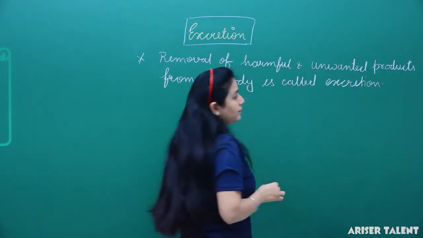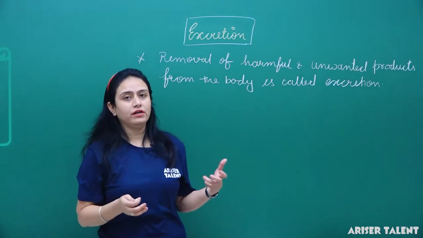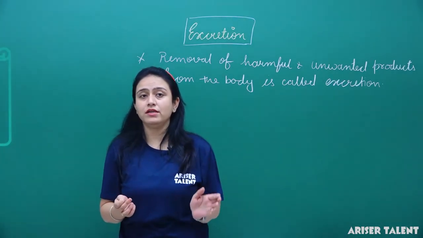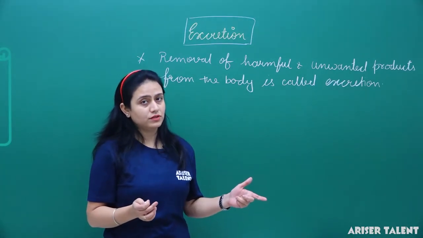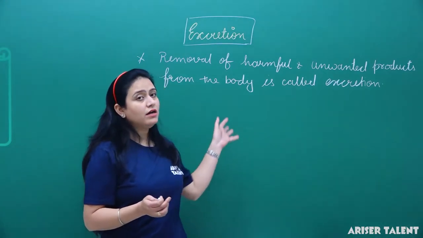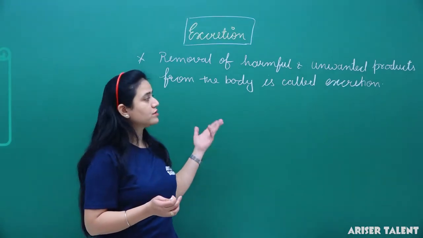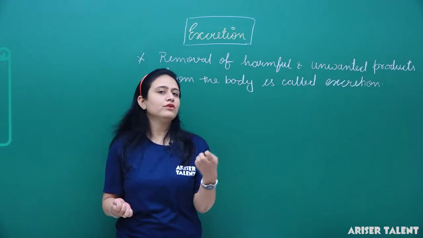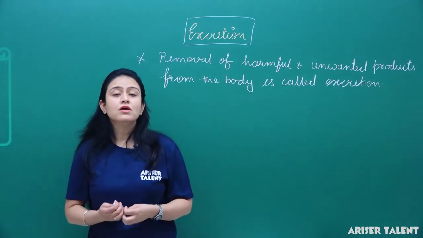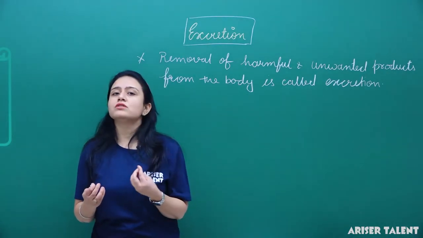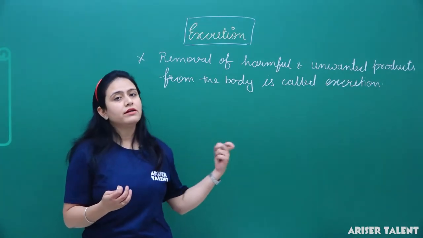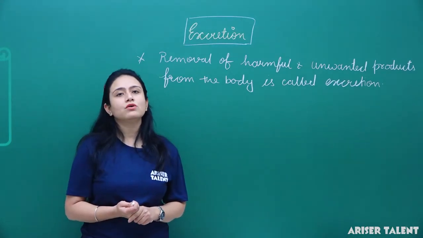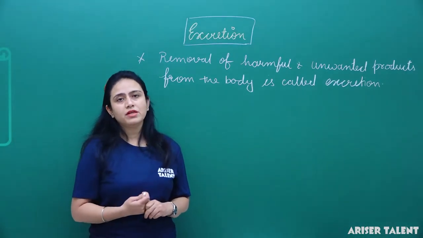Okay, so what happens? Whatever we eat or drink, after digestion, whatever unwanted products there are in the body which are harmful for the body, they are thrown out of the body by the process of excretion. If we talk about the human body, urea is the main nitrogenous waste which is excreted by the body. This urea is generally formed by the breakdown of nucleic acid and amino acid.